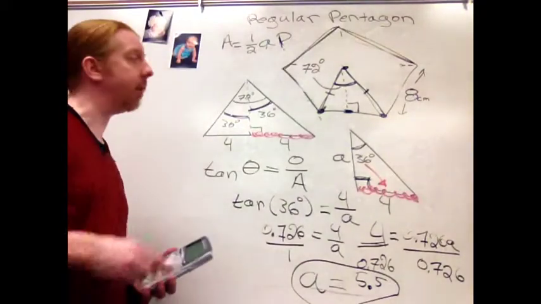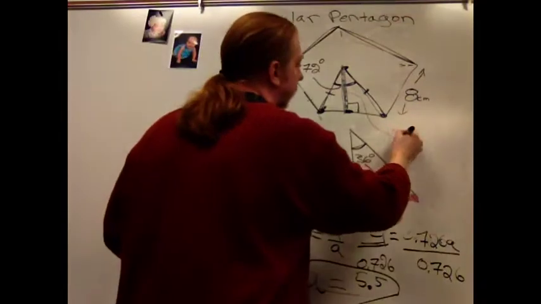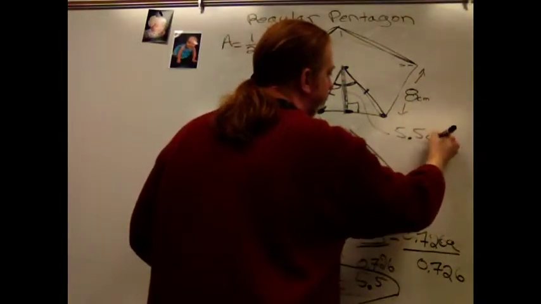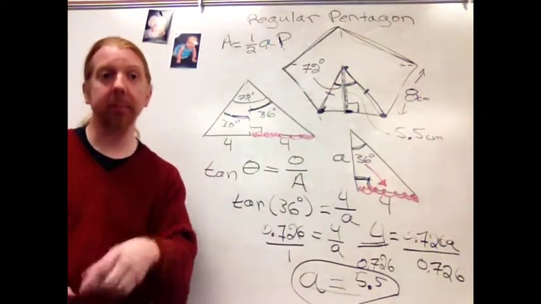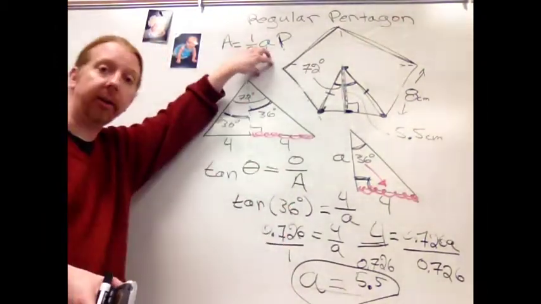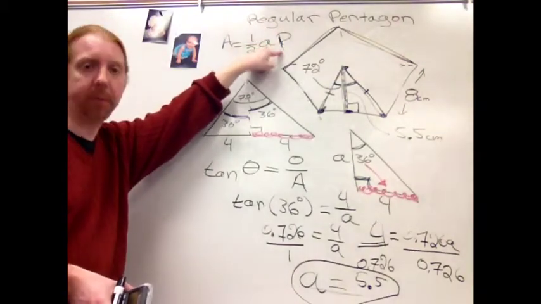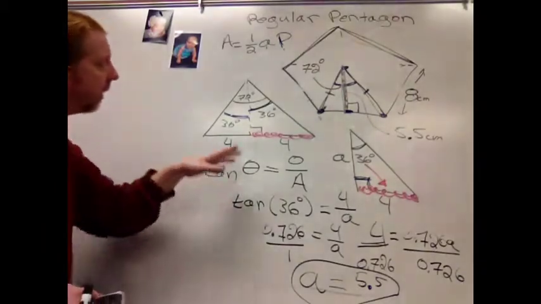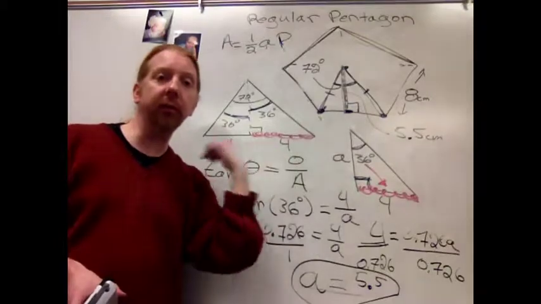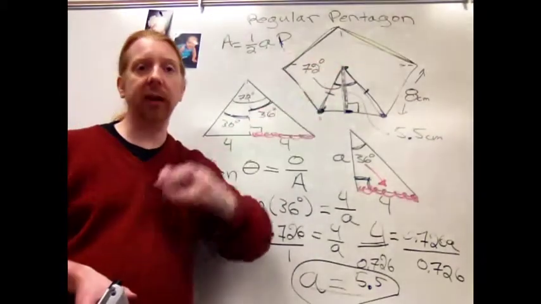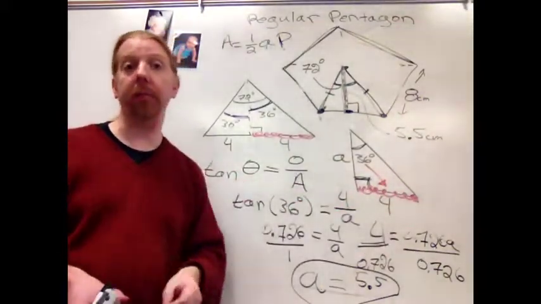I have my apothem now. This distance right here is 5.5 centimeters. Now, it's a lot of work to get that height, but I need it if I'm going to calculate the area, because the area is based on the length of the apothem times the perimeter times 1/2. The good news, I'm going to be using tangent. I'm going to be using angles I can easily calculate by thinking about how many sides there are, and I'm going to be working with half of one of those sides as part of my work.